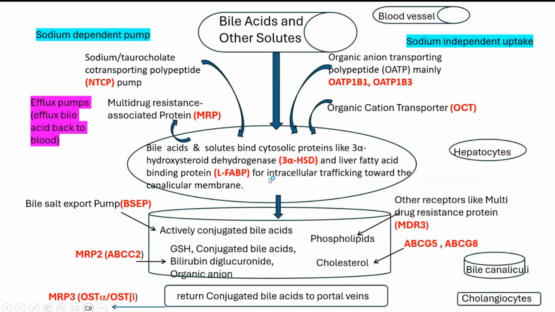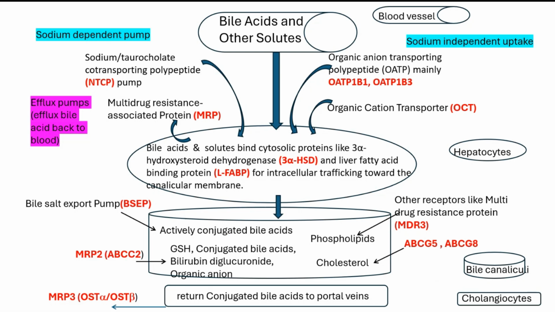In hepatocytes, the bile acids and solutes bind to cytosolic proteins like 3-alpha HSD, hydroxysteroid dehydrogenase, and liver fatty acid binding protein for intracellular trafficking towards the canalicular membrane. They go towards the canaliculi and are transported there again through transporters: MDR3, ABCG5, ABCG8, MRP2, and BSEP. BSEP, the bile salt export pump, is very important. You must know it. Through this, they are exported into the canaliculi.